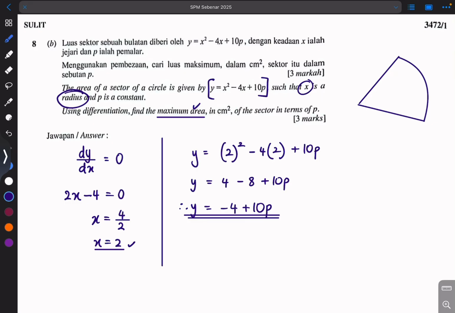Done. Okay, since they want us to find in terms of p, we can just leave it like this. No problem.